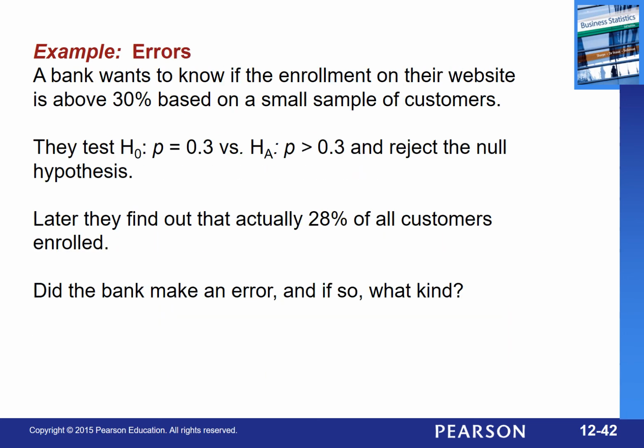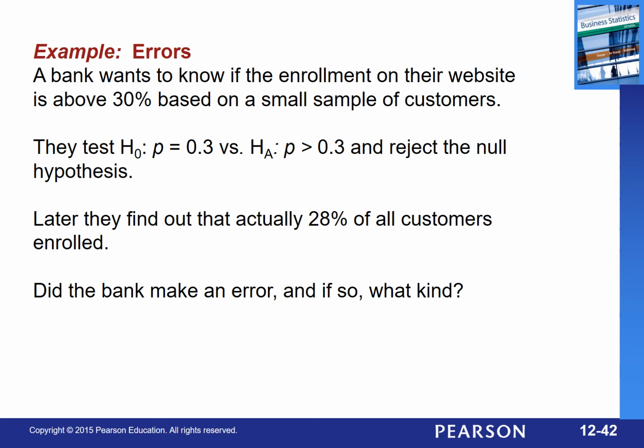A bank wants to know if the enrollment on their website is above 30% based on a small sample of customers. They test the null hypothesis, being that the proportion of customers enrolling on their website is 30%, and suspect the alternative is that it's actually greater, and end up rejecting this hypothesis. Later, they find out that the actual percentage is like 28% of customers enroll that way. Did the bank make an error? If so, what kind? I hope you're looking at this and thinking, oh, this looks kind of wrong.